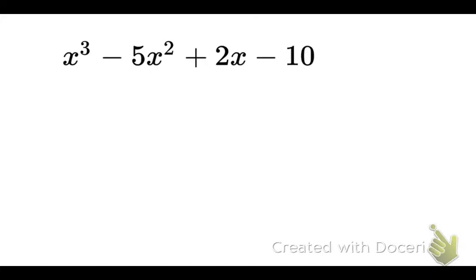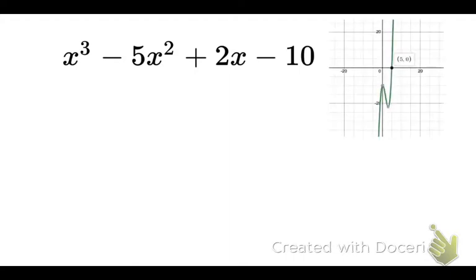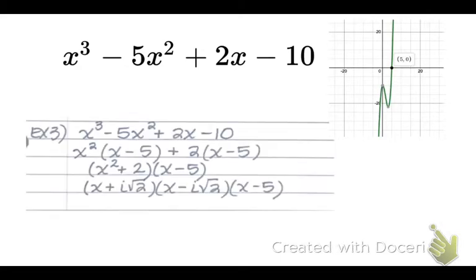So the next one, x to the third minus 5x squared plus 2x minus 10. When we graph this one, you can see that we do have a real root at 5. So you could use some synthetic division, divide by the 5, and keep working through that way. One method to remember that can be helpful, though, is factoring by grouping.